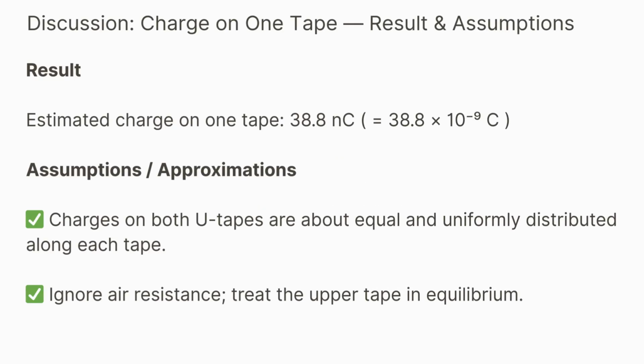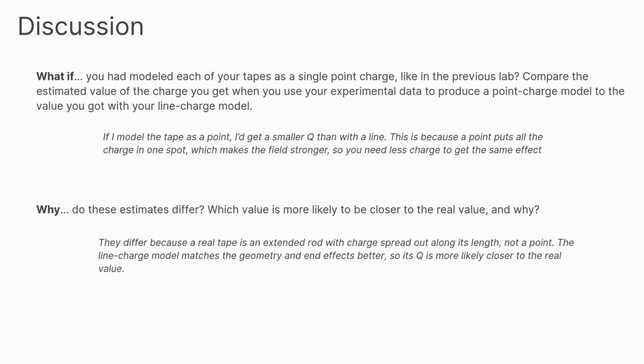So now for the discussion. Results and assumptions. Like I said, the result is that the charge on the U-tape was 38.8 nanocoulombs. Some assumptions that we made were that the charges on both the U-tapes are about equal and uniformly distributed along the tape. We also chose to ignore air resistance and treat the upper tape as being in equilibrium. So now to answer some questions.